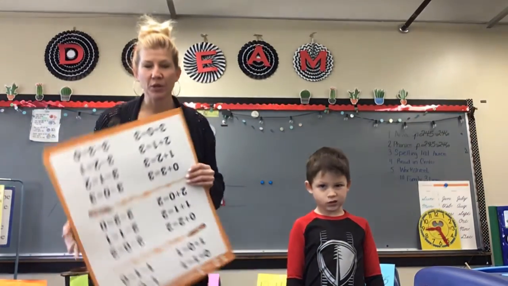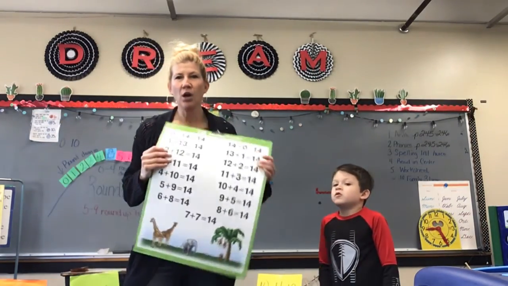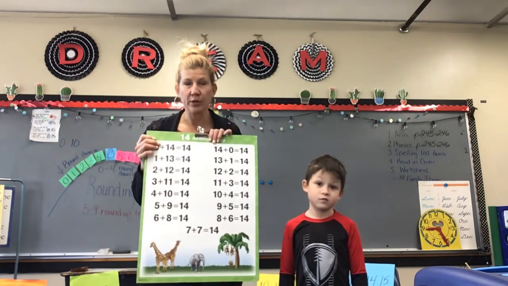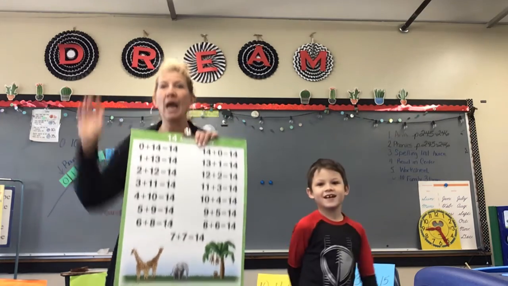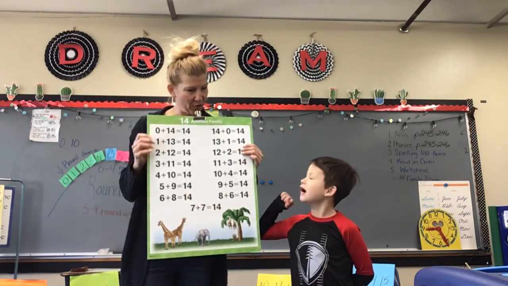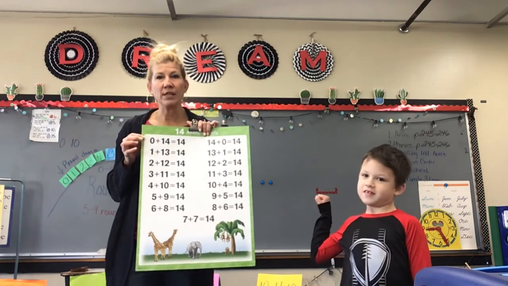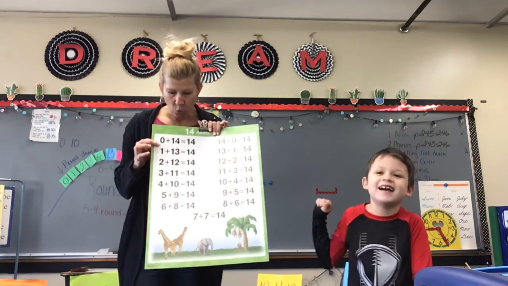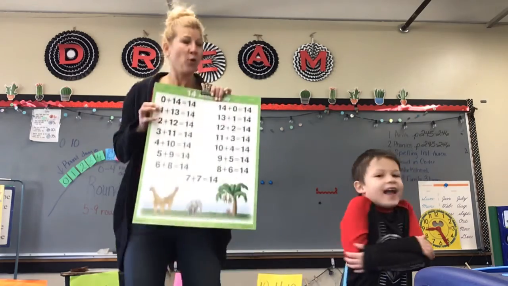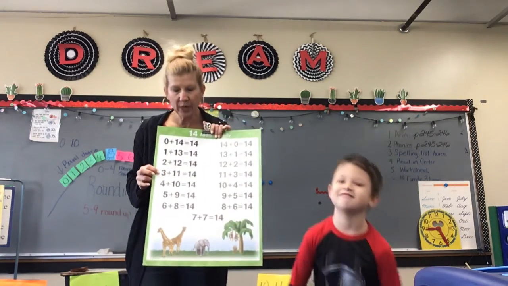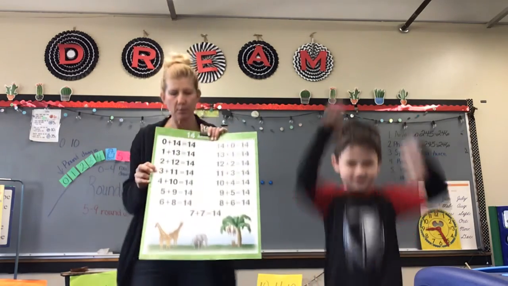Now, the first thing we're going to do is go through our 14 family, and you're going to jump up high on the answer. Ready, begin. 0 plus 14 equals 14. 1 plus 13 equals 14. Do it right, Ben. 2 plus 12 equals 14. 3 plus 11 equals 14. Ben, lead us.